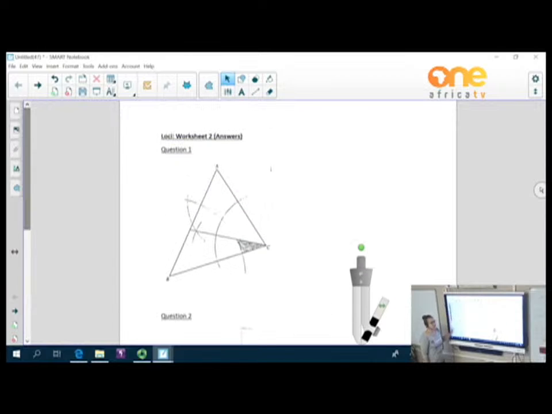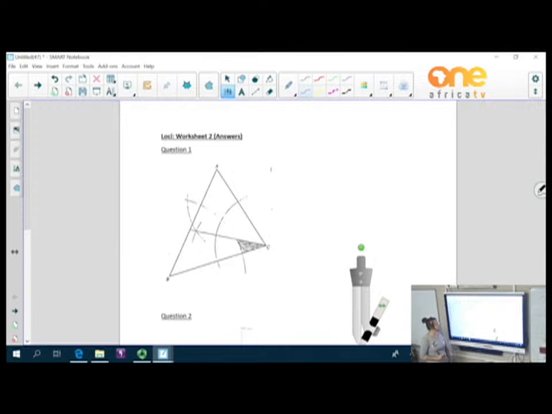Grade 12s, attached is a PDF, the worksheet 2. Please complete worksheet 2 and then you can mark it from this video. So I'm continuing marking. Number 1, draw accurately the locus of points inside the triangle 6 centimeters from B.